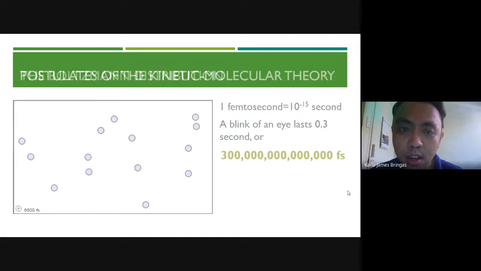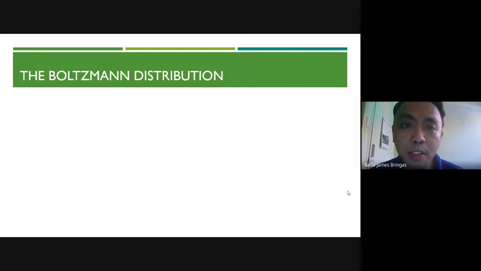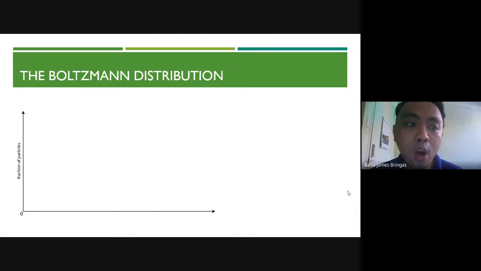Okay, that's done. So we have the Boltzmann distribution. In this Boltzmann distribution, we can just draw an X and Y axis. On the Y axis, we now plot the fraction of gas particles that we have. Starting from 0 at the very bottom, as you go up our y-axis, the fraction of particles gets larger and larger.